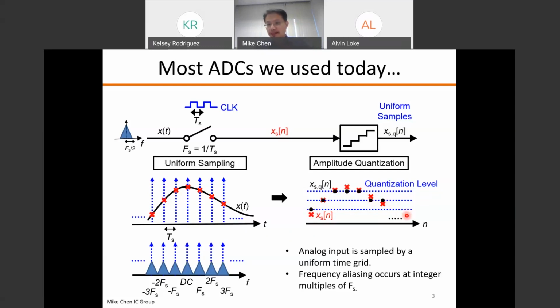Okay, so the bottom line is that when we use this so-called uniform sampling, we sample the input at a uniform time grid. There's also a well-known phenomenon called frequency aliasing, right? If you have taken undergrad classes in EE, I'm sure you have learned this: whenever you sample the signal at a particular rate fs, you are going to alias the signal at every integer multiple of fs. This is a very fundamental limit that we deal with whenever we design the so-called A-to-D converters today.